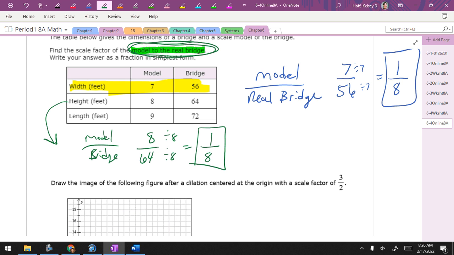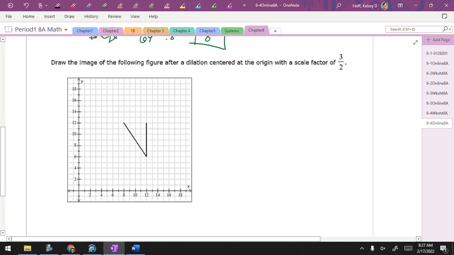Questions on that one? Okay. So the model is pretty much X. The bridge is like 1. Yep. 2 different dimensions. Yep. Absolutely. Yep. 100%. Okay. So then they're going to give you this.